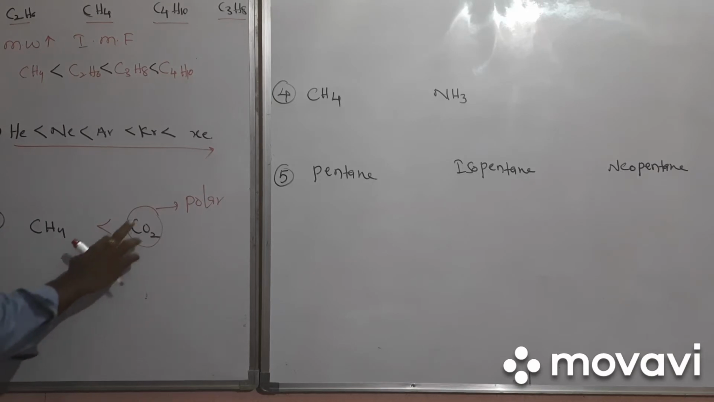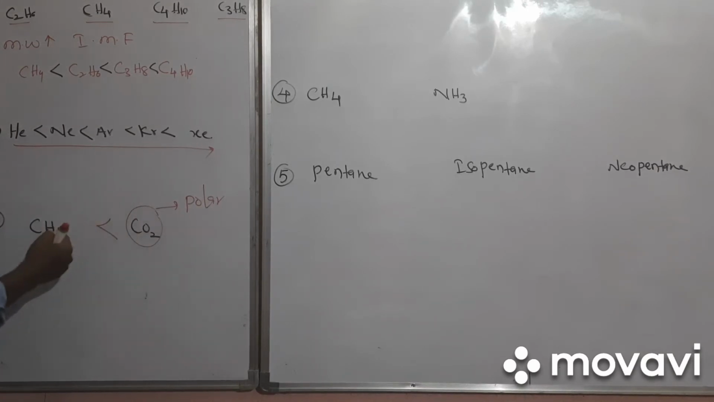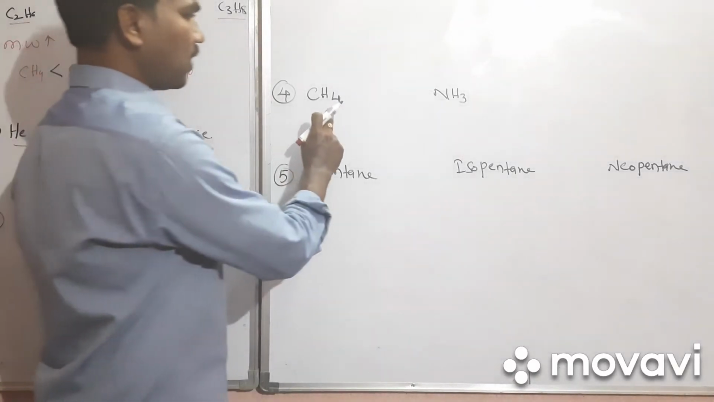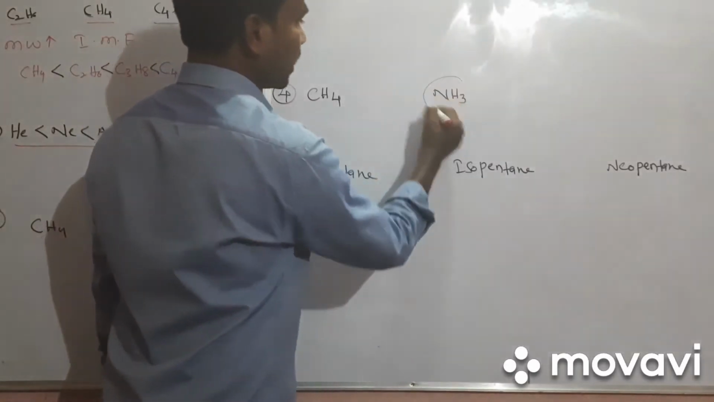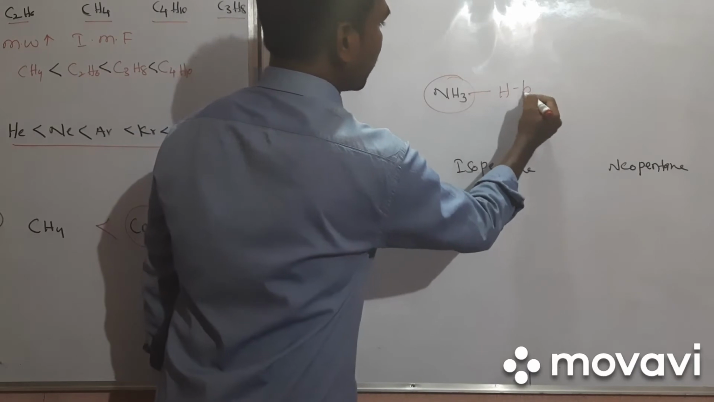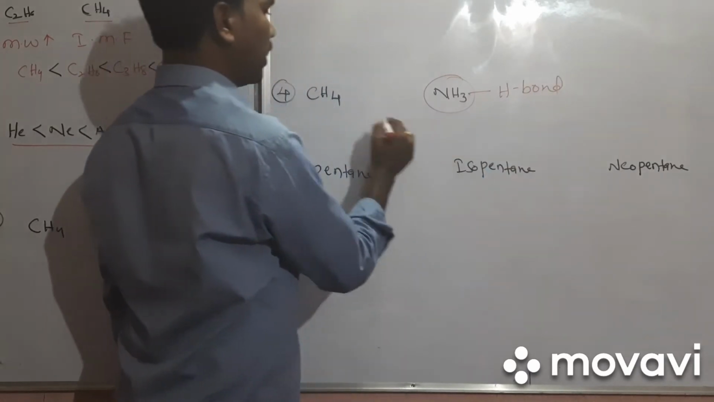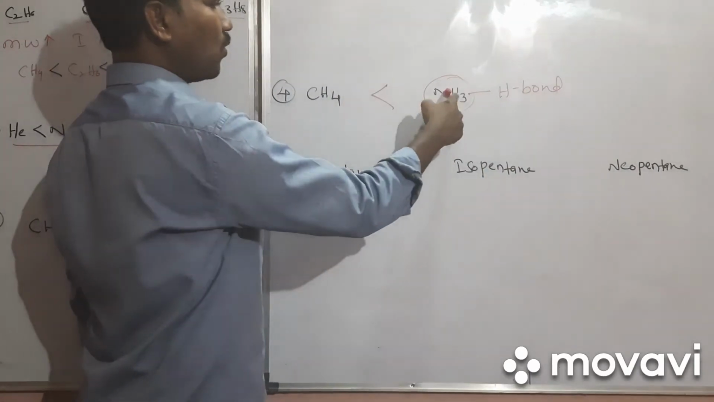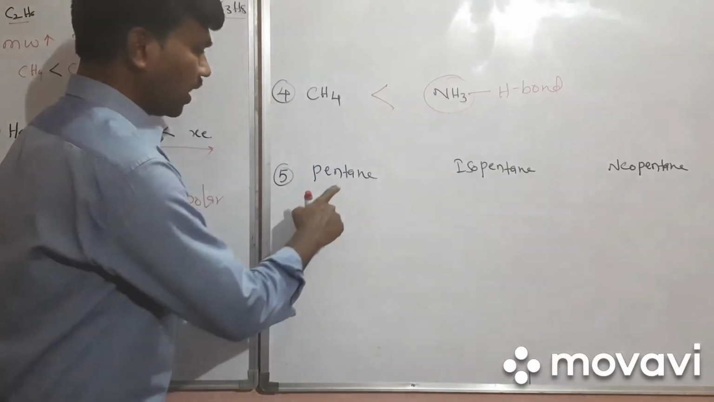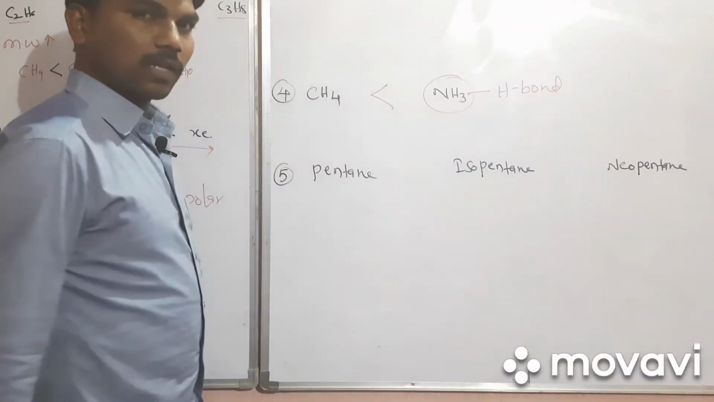I told you already, polar gas molecules will have maximum A value compared with non-polar. So here CH4 is there and NH3 is there. In case of ammonia, hydrogen bond will be there. So that's why, compared with methane, ammonia will have the maximum A value because of hydrogen bonding. Here pentane and same molecular weight is there.